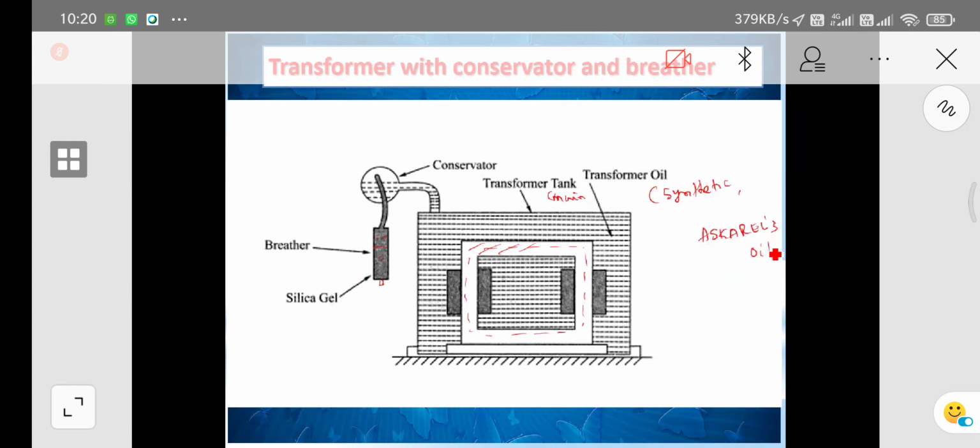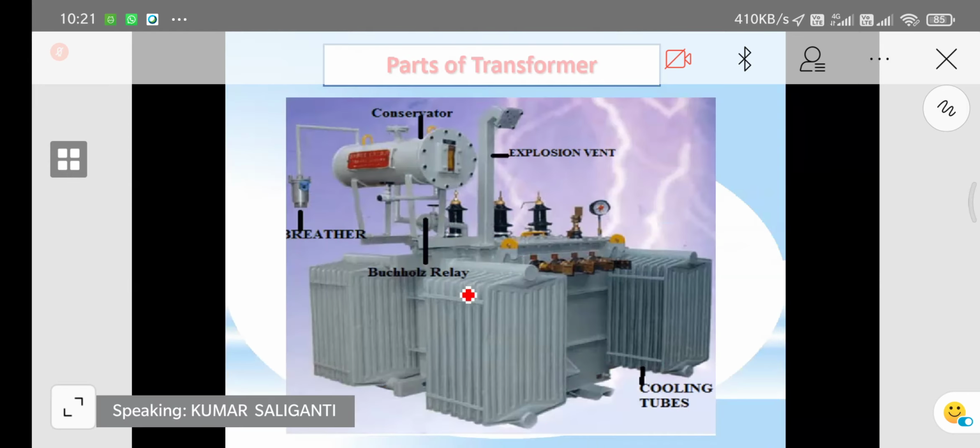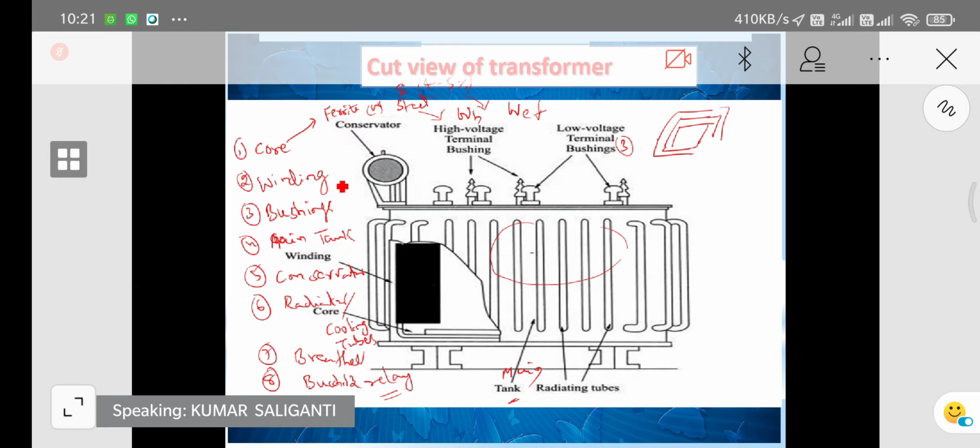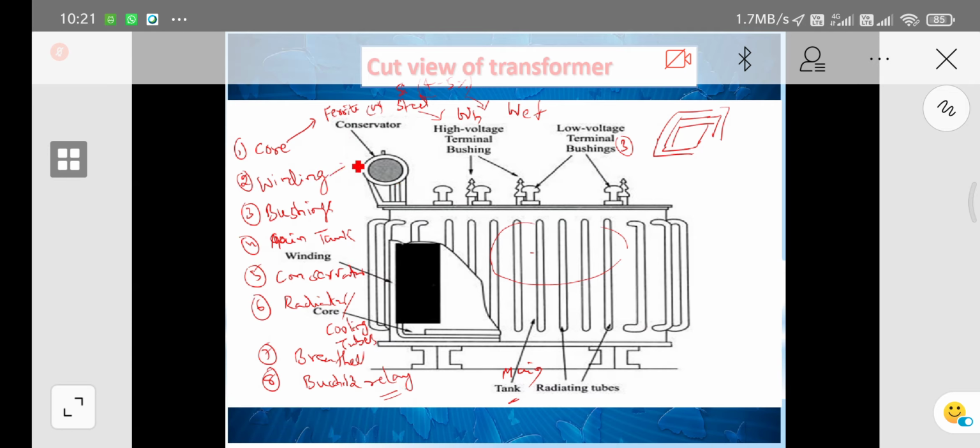And this is the LV and HV winding. This is the core, and this is the winding. The winding is either aluminium or copper. The copper one can be used in a power transformer.